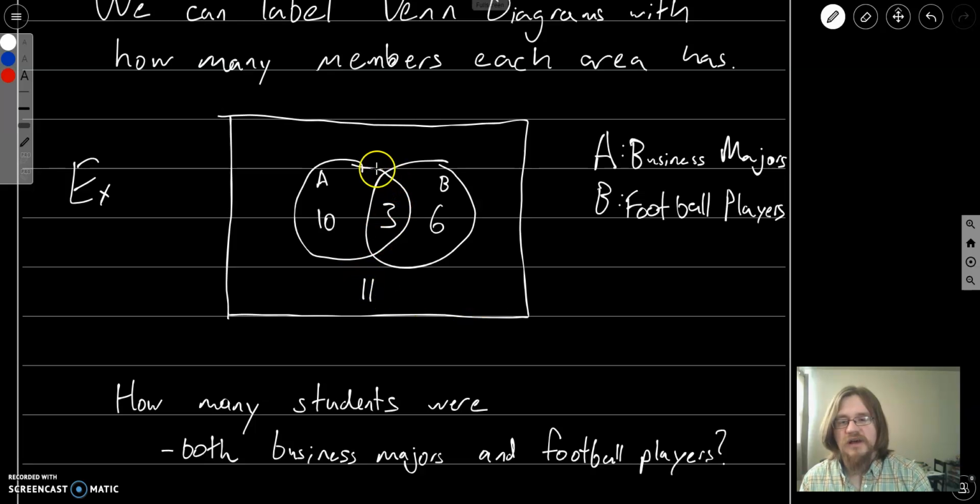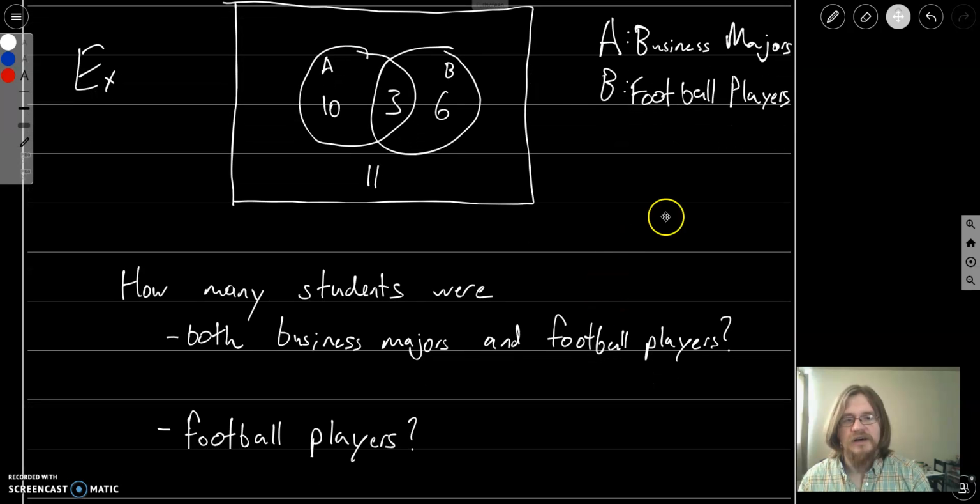So for instance, inside of the set A, so out of all the business majors, there were 10 that were only in A, so there were 10 business majors that were outside of the set of football players. In here, we can see where they overlap. That's the number 3. So that means that there are 3 students in this class that were both business majors and football players. So let's try to interpret these numbers and figure out some answers to some questions.